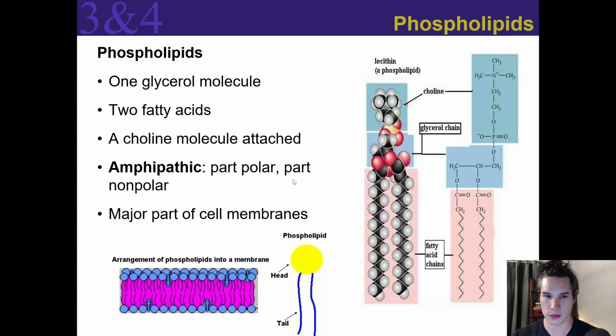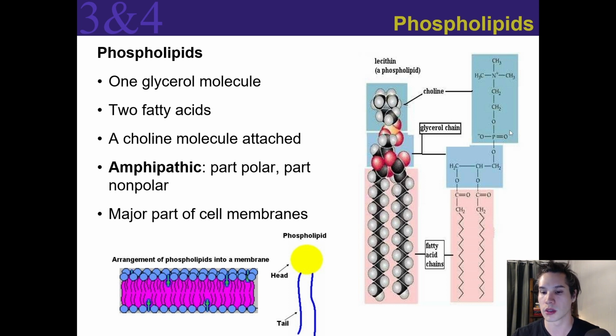All right, so we're moving away from triglycerides, and we're moving on to phospholipids. Phospholipids, like triglycerides, are going to have a glycerol backbone. They're going to have fatty acid tails, but 2 of them instead of 3. So you have 2 fatty acids. Where does the third one go? Or what's replacing the third one? What replaces the third one is this thing called a choline molecule.